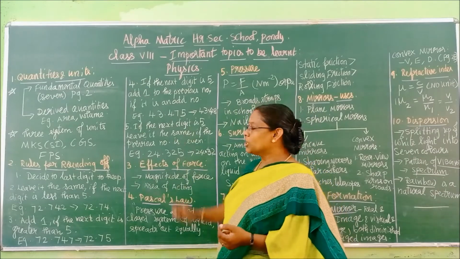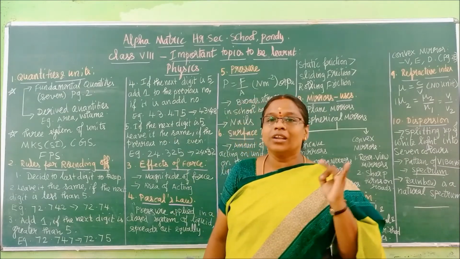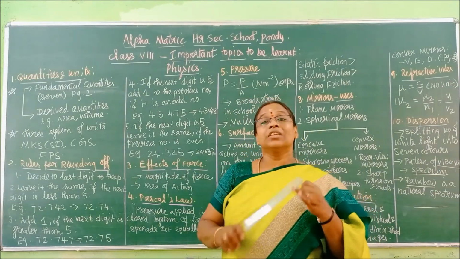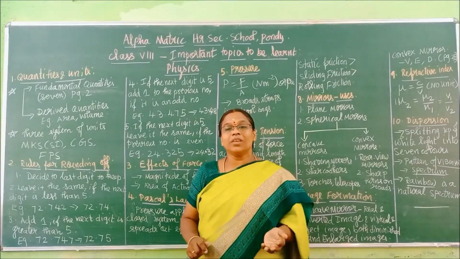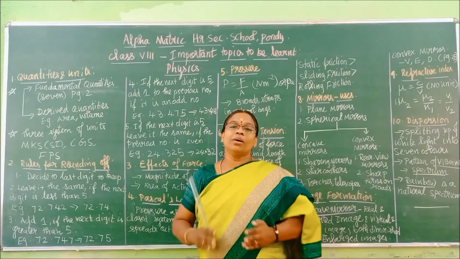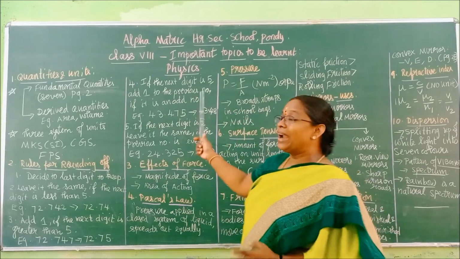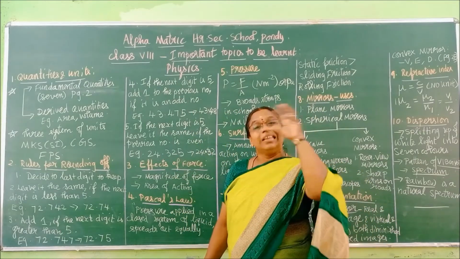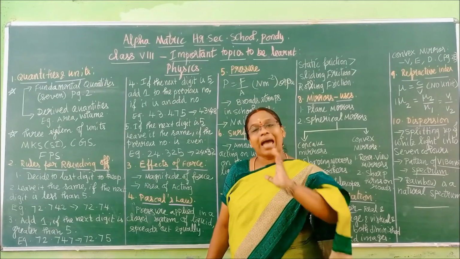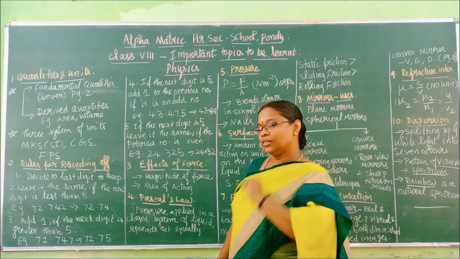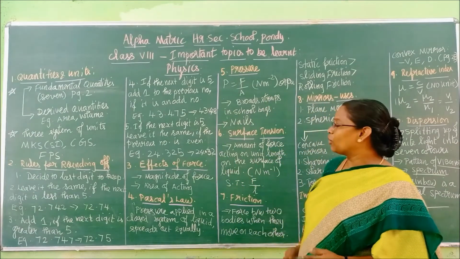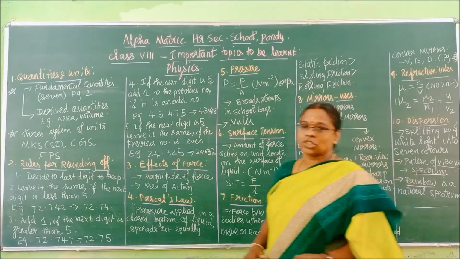Okay, what are the rules? First we have to decide what digit we have to round off, and if it is less than 5, leave it as it is. If it is greater than 5, add 1 to the previous number, that is, to the number we have to round off. And if it is 5, leave the same if it is even, add 1 if it is odd. Add 1 if it is odd. Okay, remember that.